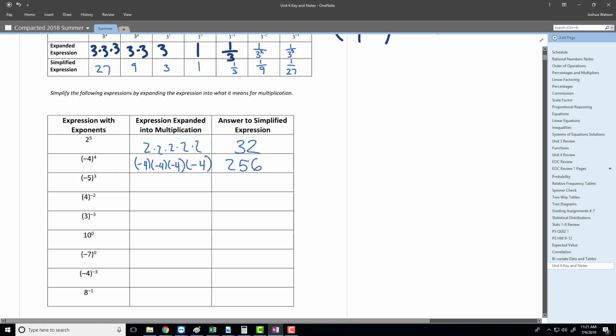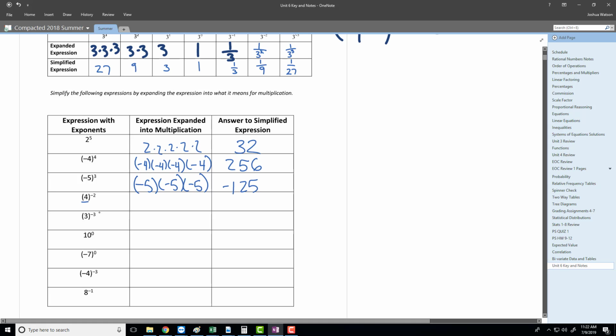Once again, this means negative 5 times itself 3 times. So we have negative 5 times negative 5 times negative 5. Negative 5 times negative 5 is positive 25, times negative 5 again is 125. It's also negative, because when you multiply 3 negatives together, your result will be negative as well.